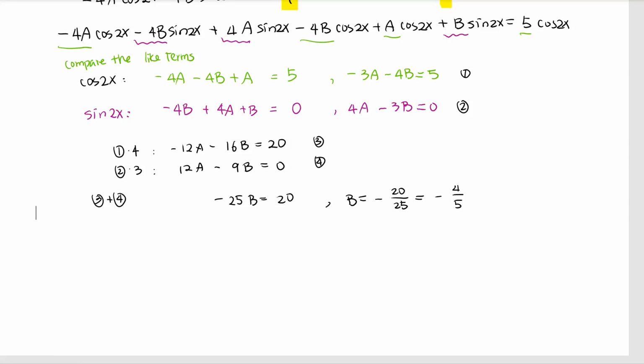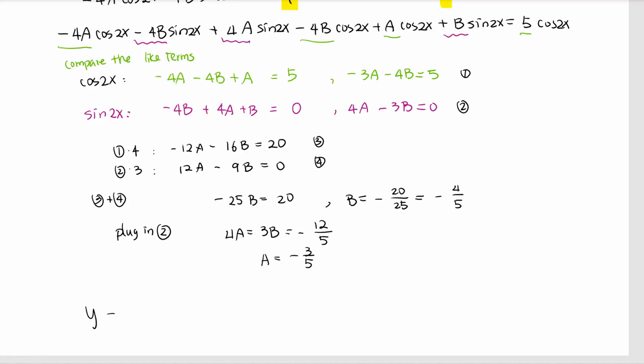That's b. And how to find a? I can then plug into equation 2. Well, equation 2, we have, let's see, 4a is then 3b, which is negative 12 over 5. And then a, both sides divided by 4, so negative 3 over 5. So far, so good, everybody?